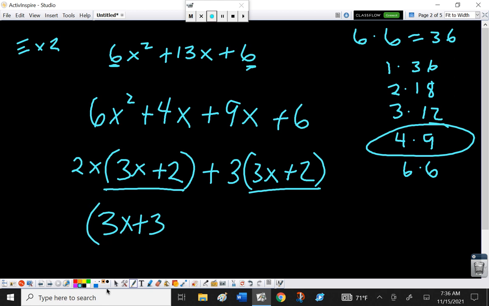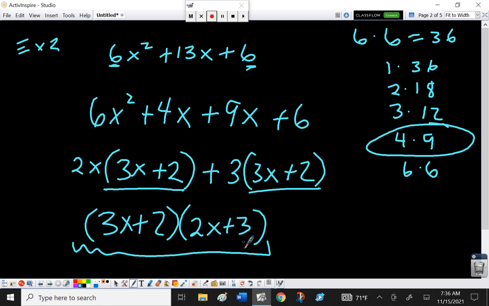Sorry, I'll just keep making mistakes today, ladies and gentlemen. What's not inside the parenthesis? The 2x plus 3. And once again, if we were to multiply these out, we'd get this answer up here at the very top. And you could check your work if you'd like to.